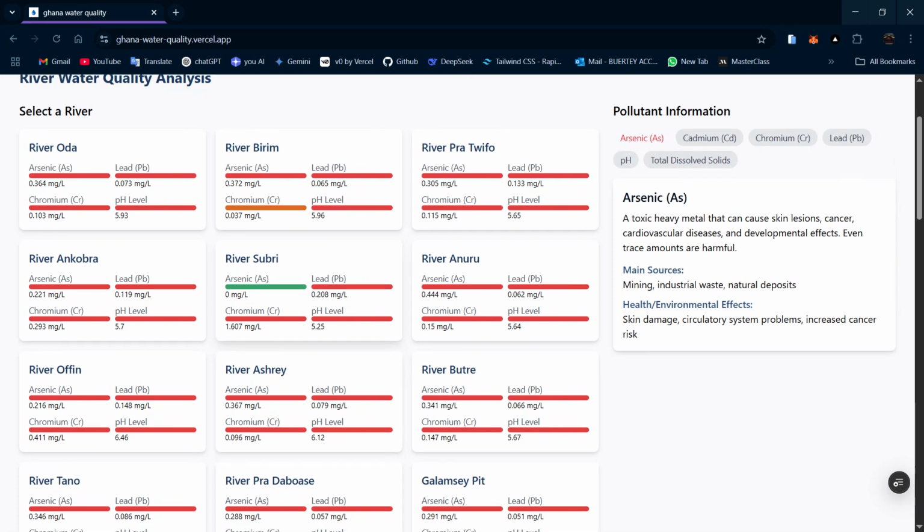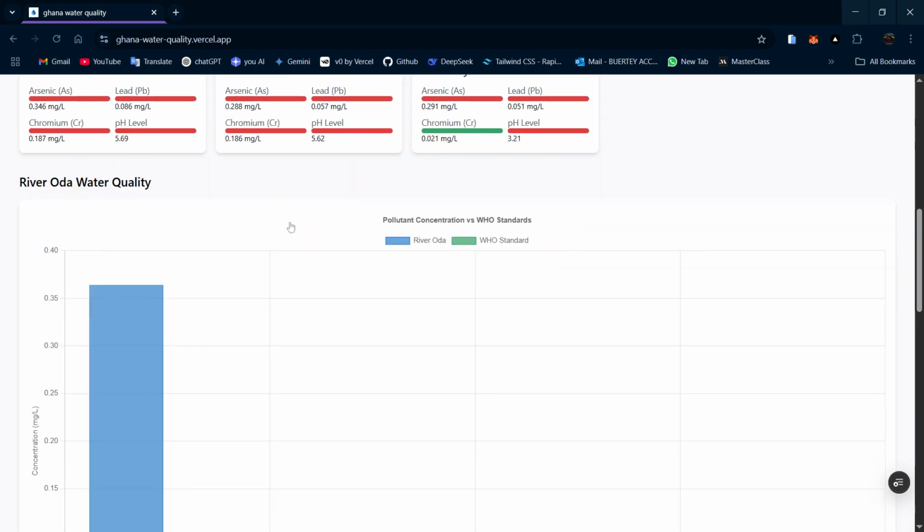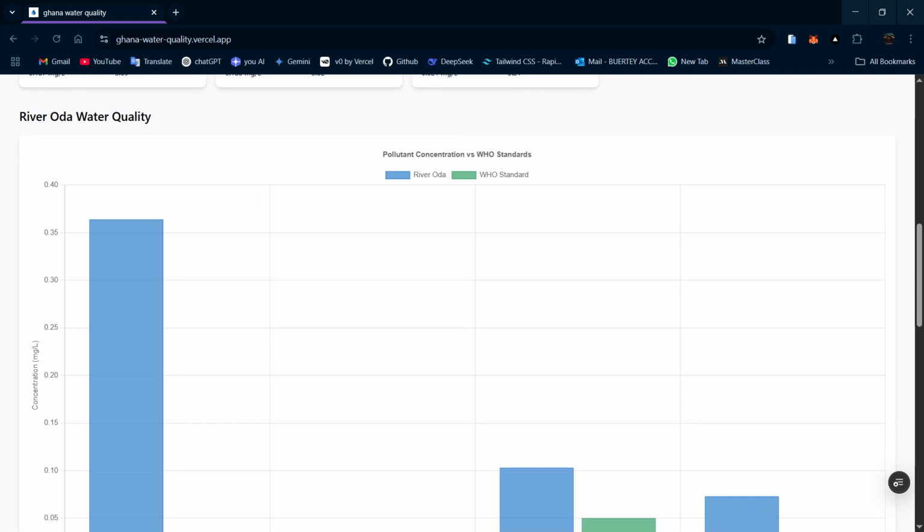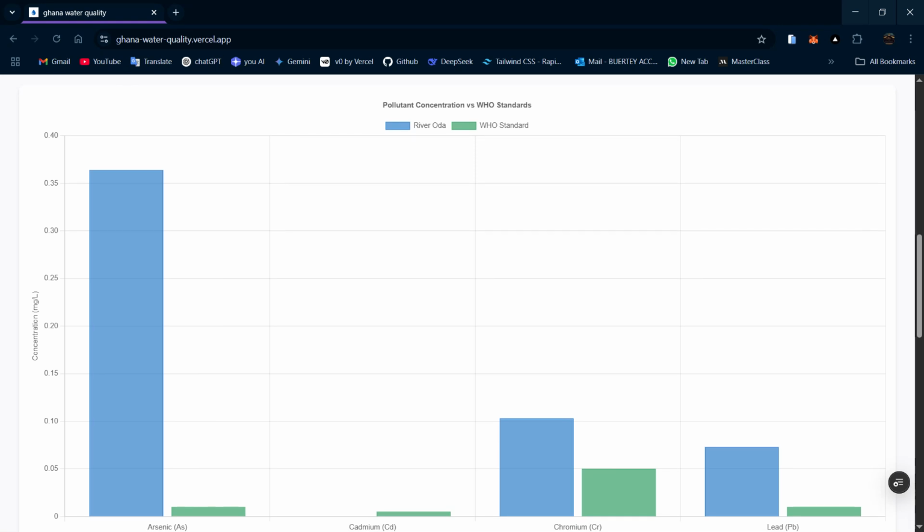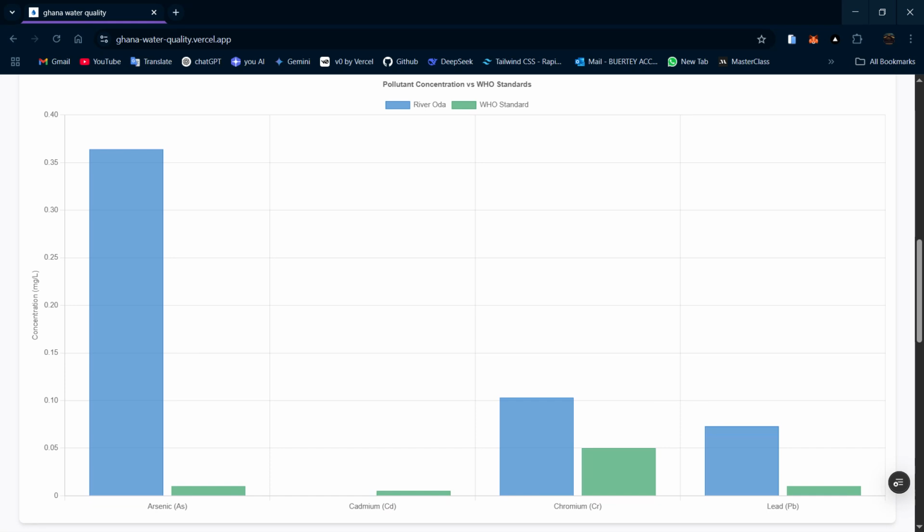Let me talk about the colors. Red means it is more harmful, orange means it is neutral, and green means it is less harmful. So let me click on a river. For River Odan water quality, when you check the histogram, comparing it to the WHO standard, we can see that all the chemicals are above the WHO standard, which means that River Odan water is more harmful to the environment.